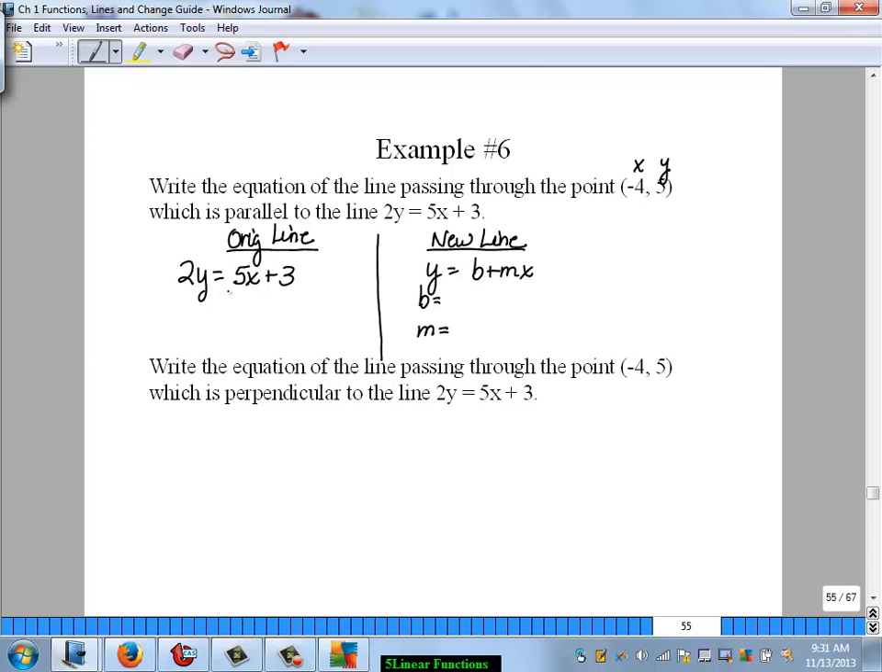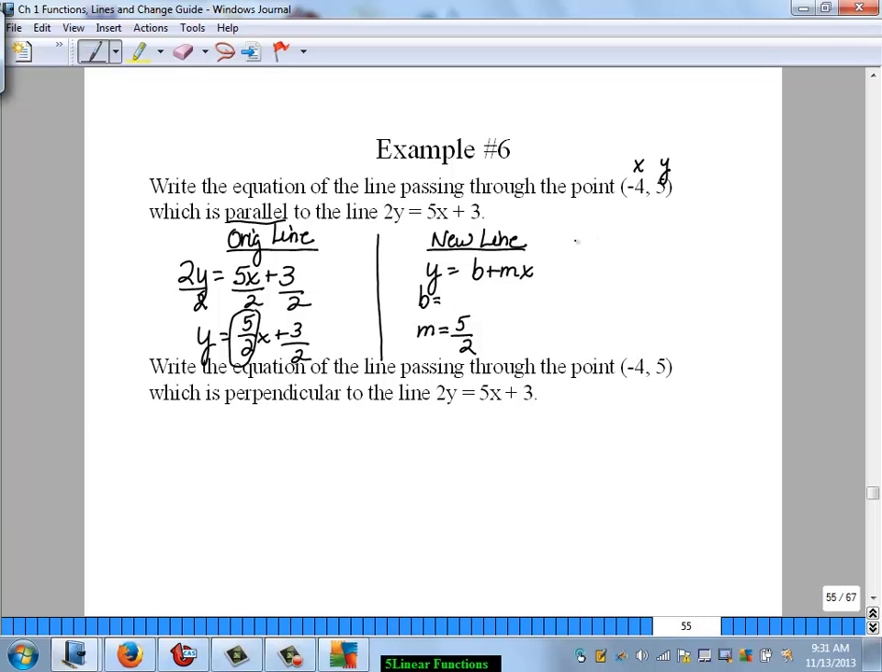But first you have to take the information from this one. If I want it to be parallel, I know the slopes have to be the same, so let's divide this by 2 so we can see the slope of our original line. So y equals 5 halves x plus 3 halves. Now I know this isn't in b plus mx form, but I can see that the slope is 5 halves, so I know that my slope here has to be 5 halves. So that's great. You don't need any other information. This 3 halves doesn't even help you. So that's all I need.